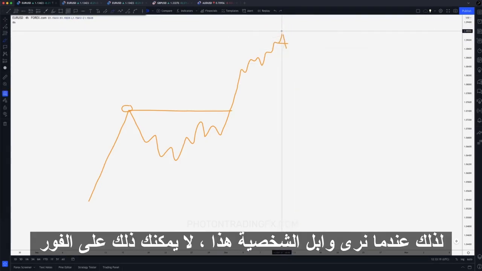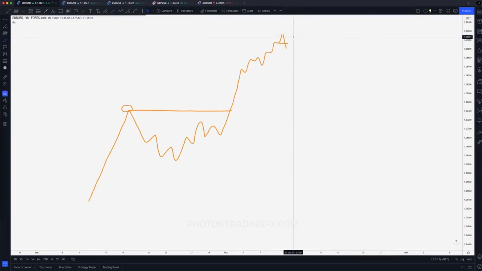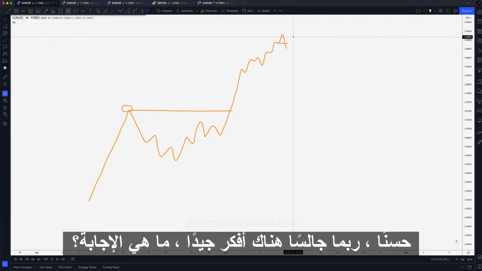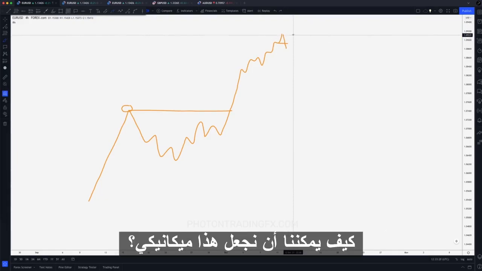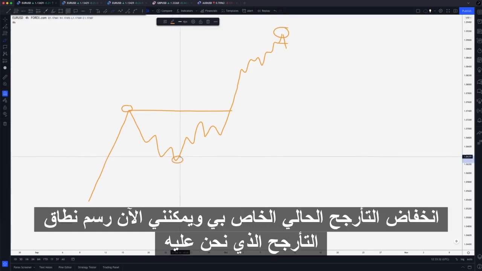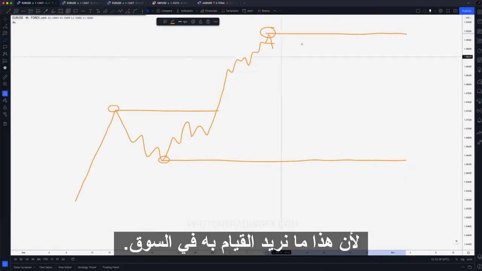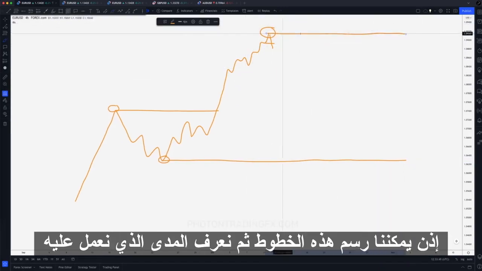So when we see that bearish change of character, you can't straight away just mark out this is a swing high. You're probably sitting there thinking, well, what is the answer? How can we make this mechanical so that I can now mark this as my swing high? I now know that this is my current swing low, and now I can draw the swing range that we are currently within. This is what we want to do in the market. We always want to know what swing range we're within so we can draw these lines, and then we know what range we are working with.